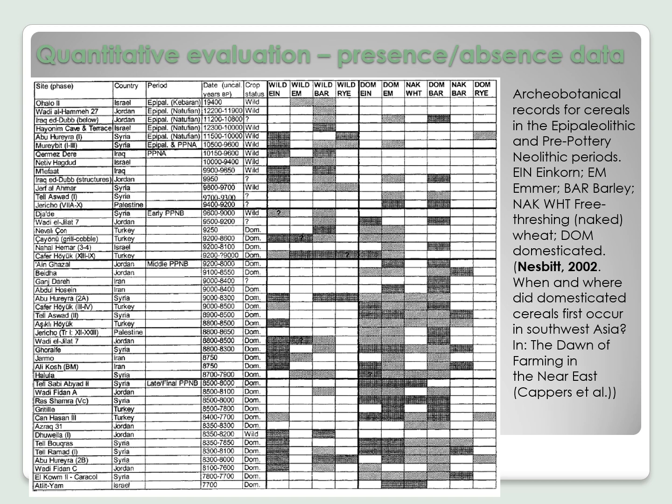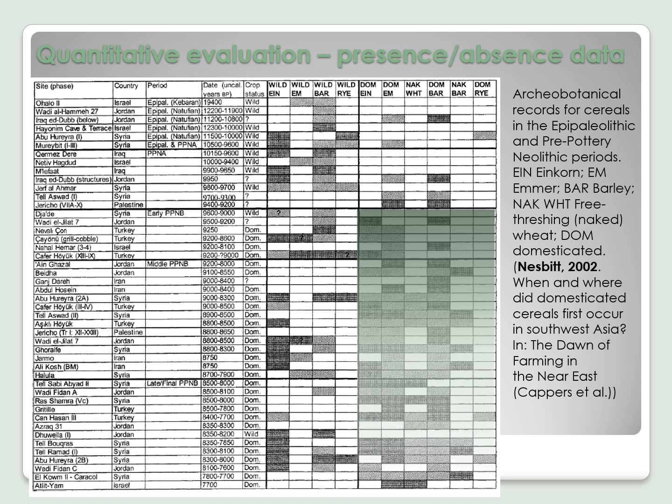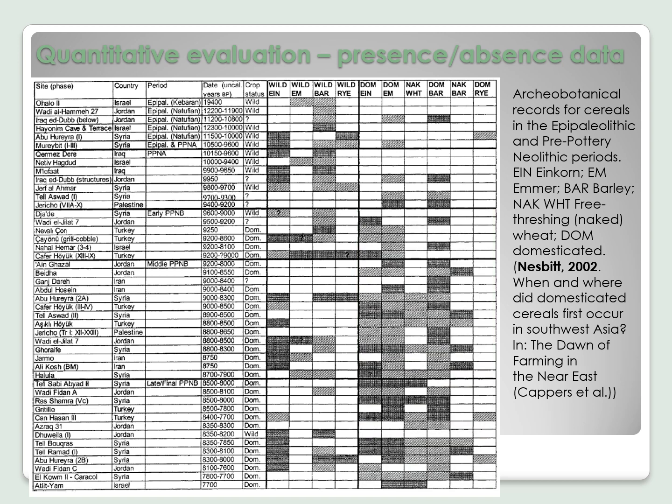Overall, the analysis of presence-absence of domesticated species and their wild progenitors indicates that a regular presence of domesticated plants, detectable on the basis of their morphology, is noticed in the pre-pottery Neolithic B period from about 8,500 calibrated BC onwards.